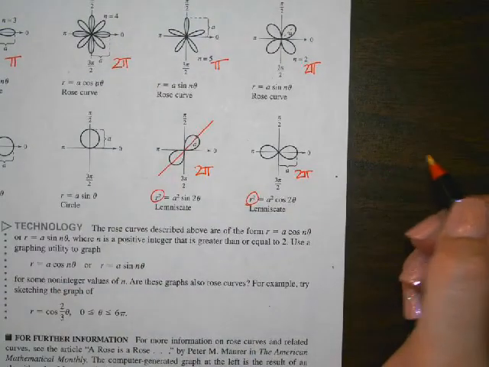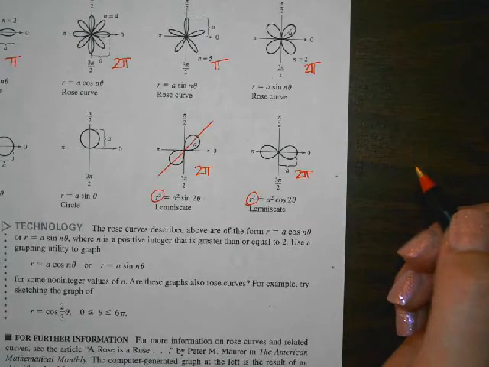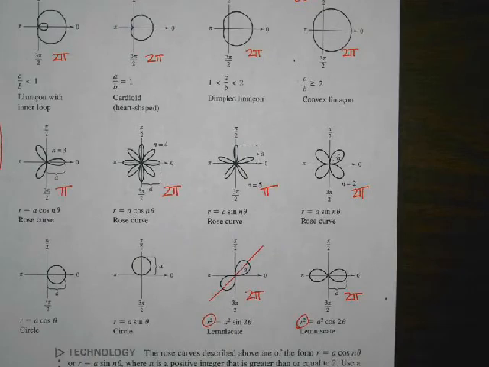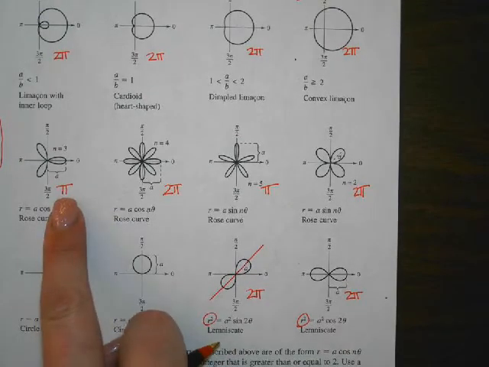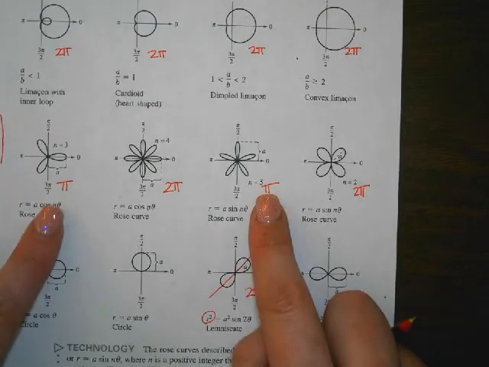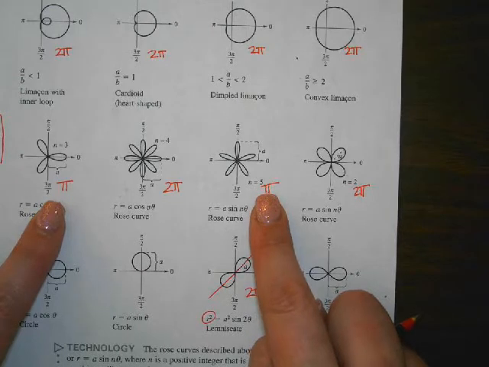Okay, so in your notes I said that there's a few things that you have to memorize. One thing is you should be able to look at the picture and say what the name is. Or you should be able to look at the equation and say what the name is. Picture or equation, you need to know what the name is. Another thing you need to know is which ones are pi and which ones are 2 pi. That has to be memorized. That's not hard to memorize. Everything is 2 pi except for a rose that has an odd number in front of theta. And that's pi.